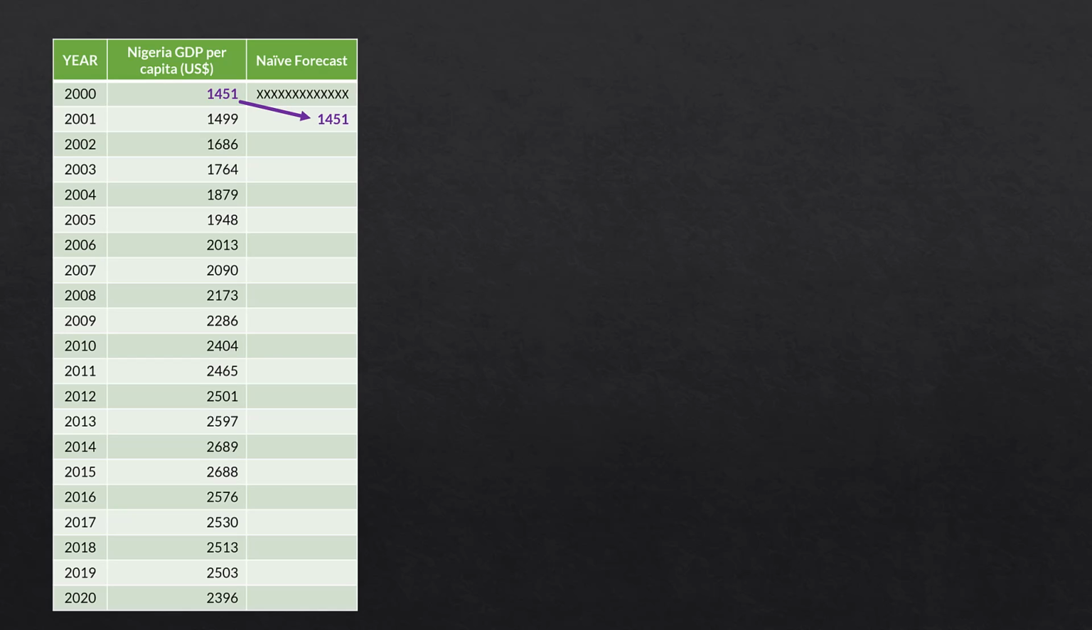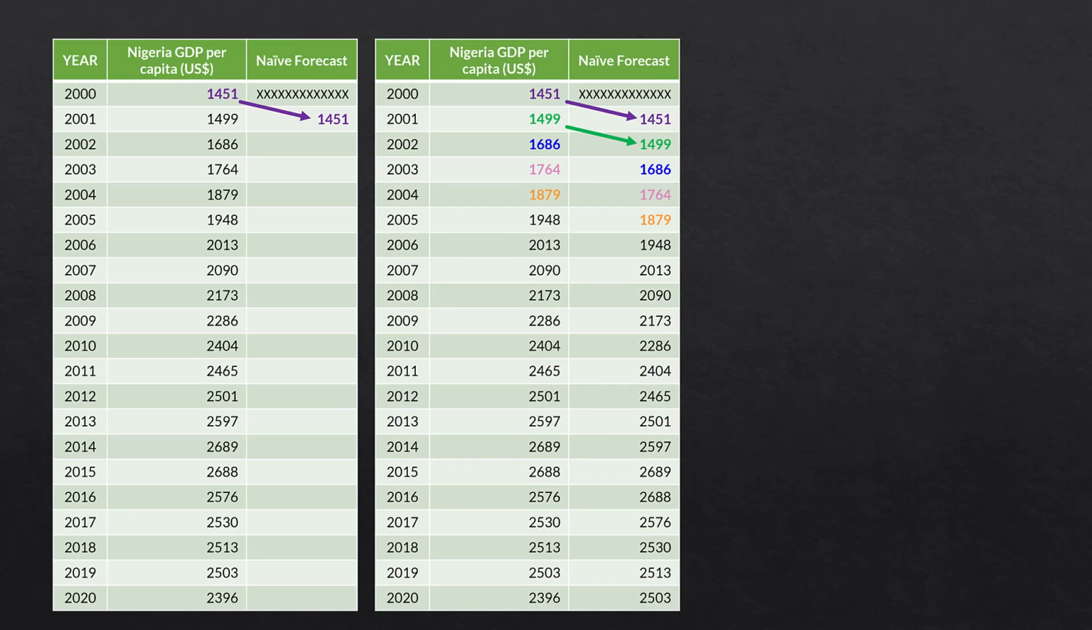That becomes our naive forecast for the next period. Notice that there is no naive forecast for the first period because that's where we start. 1451 was the actual value in 2000, so our naive forecast for 2001 is 1451. We repeat this process for the entire table. So we just shift everything down 1 in the naive forecast. It's very simple. Then we measure the accuracy.